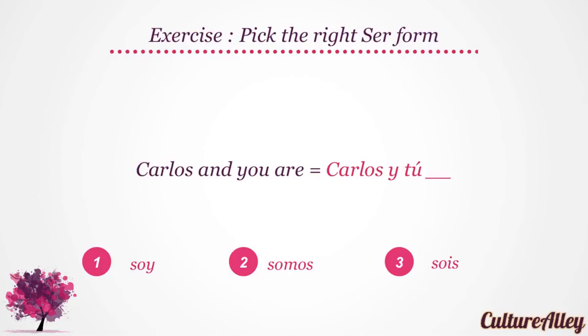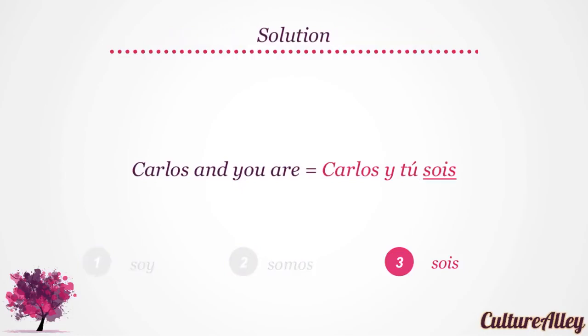What does Carlos and you are translate to? Your first option is Carlos y tú soy. Your second option is Carlos y tú somos. Your third option is Carlos y tú sois. Think. Carlos and you are translates to Carlos y tú sois.